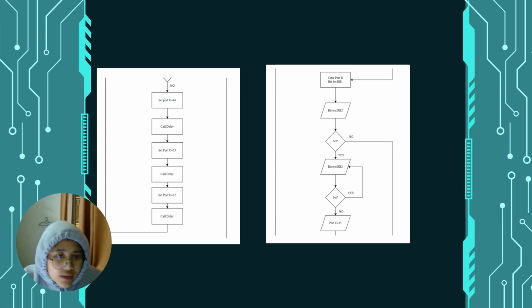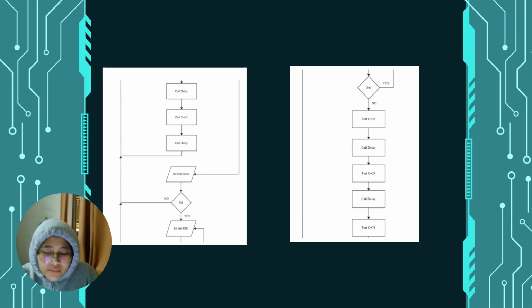So next, when the bit test RB2 is set no, then bit test RB3. If it's no, then it goes back to N, to clear port B, set port B to 0 and end the program. But if it's yes, then bit test RB3 set. If it's yes, it goes to bit test RB3 again. Then set again until it says no.